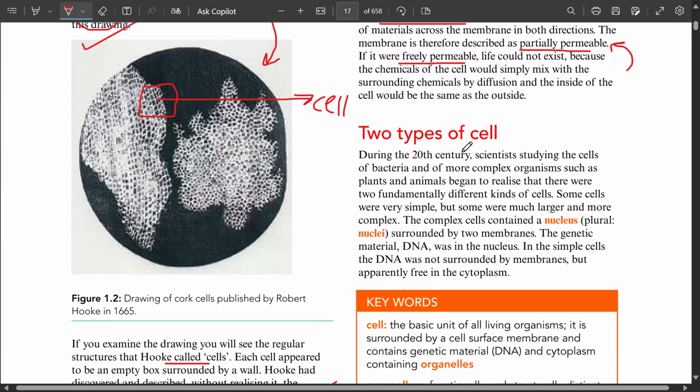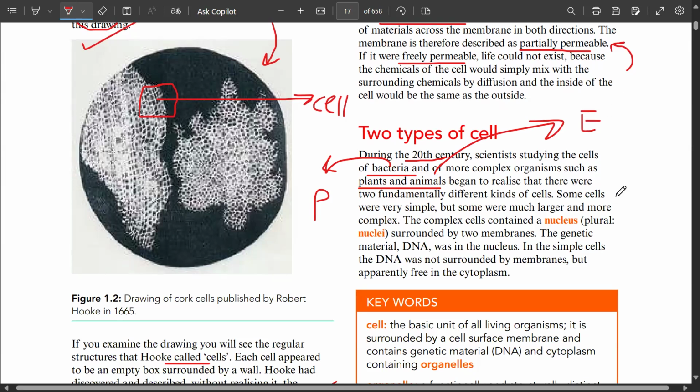So there are two types of cells. What are those two types of cells? Prokaryotes and eukaryotes. Good, exactly. So during the 20th century, scientists studied the cells of bacteria. Now, bacteria is a prokaryote. And then they studied more complex organisms as well, such as plants and animals, which are eukaryotes.